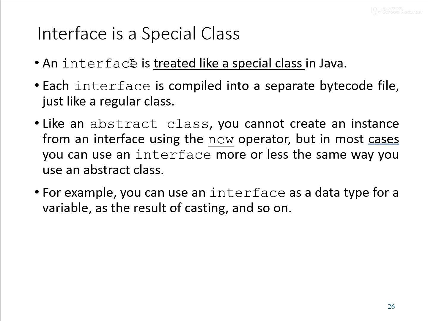Like I said, an interface is treated like a special class in Java. You keep it in a separate file, just like you should keep every class in your project in a separate file. It compiles as separate bytecode, just like for regular classes. Like an abstract class, you cannot create an instance of an interface using the new operator. But you can use it as a data type, just like we can for an abstract class.